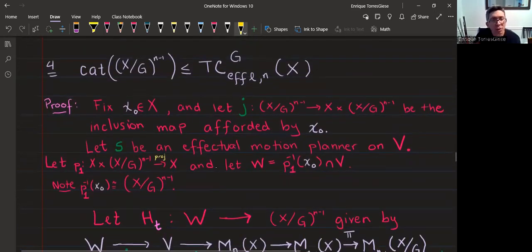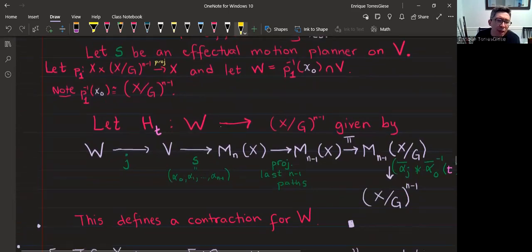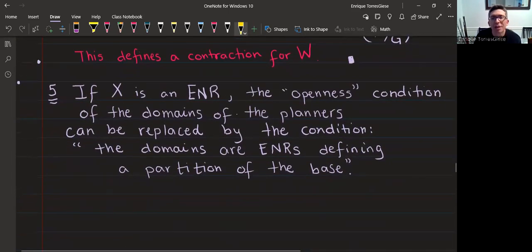Here's another result. I'm not going to go over the proof. I'm just going to mention the result. The effectual TC can be bounded below by the category of the quotient space in this way. More precisely, the quotient is the Cartesian product of the quotient space, as you can see in the screen. I have the proof here, but I'm going to skip it. I know I'm running out of time, so I'm going to use this in an example in just a few seconds.